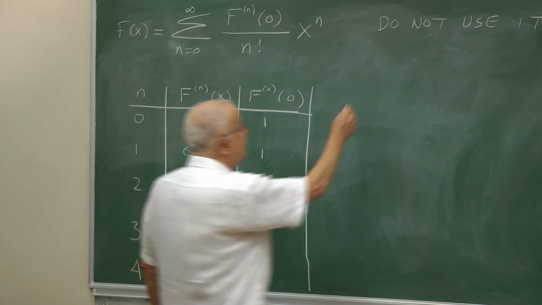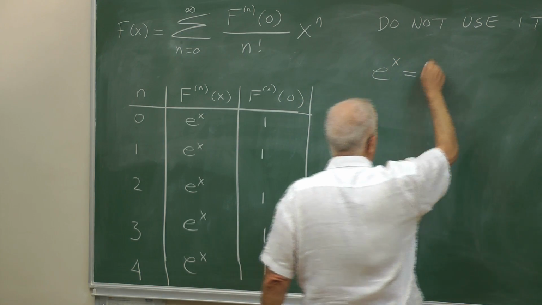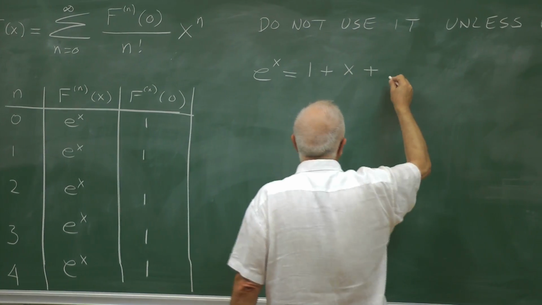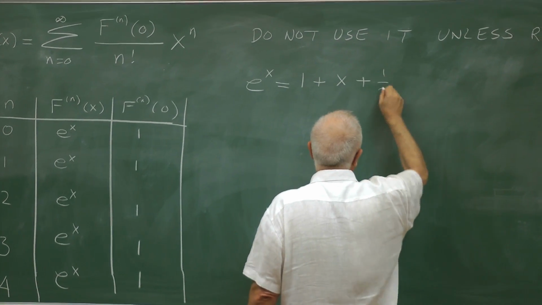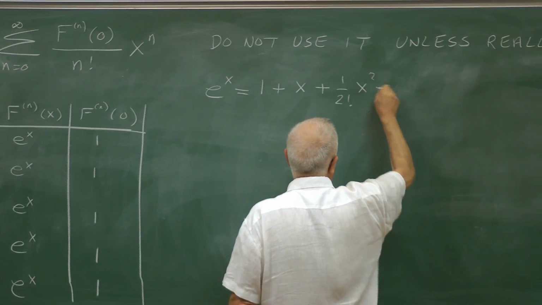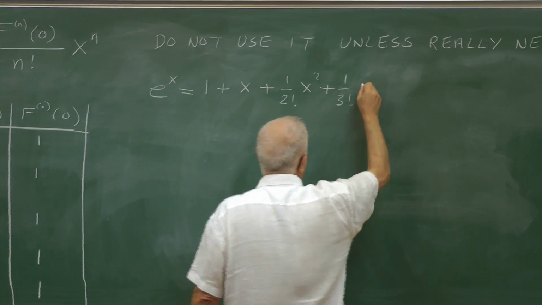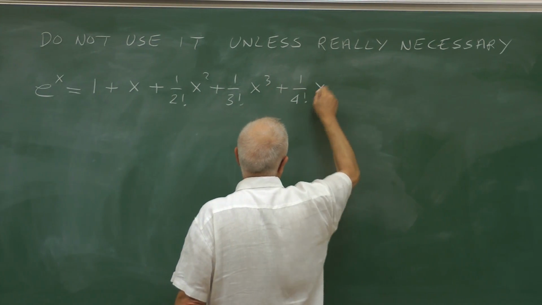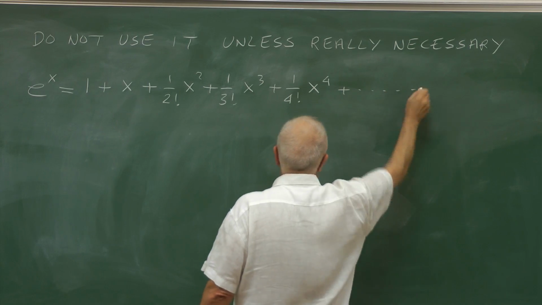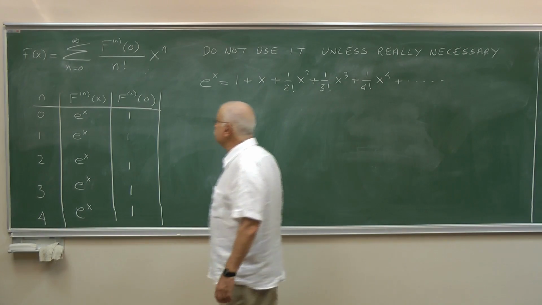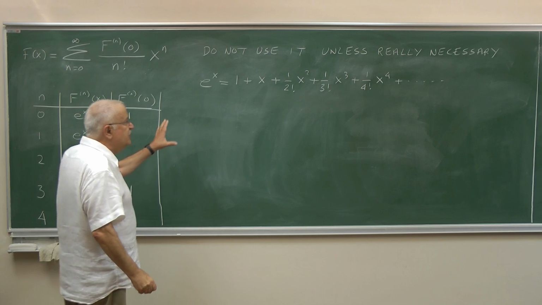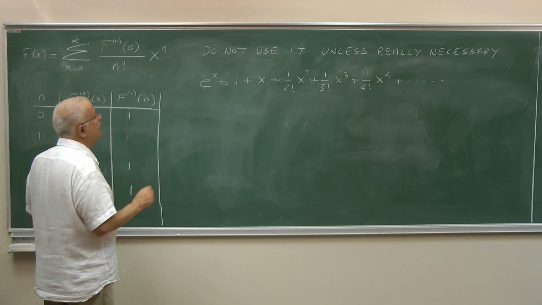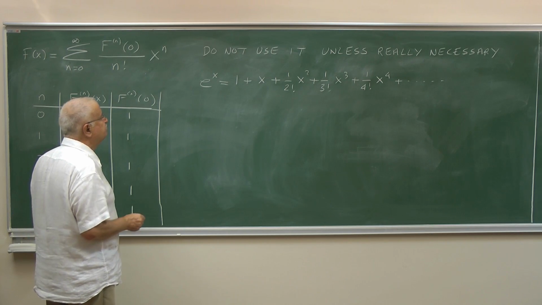So, e to the x is 1 plus x, 1 times x, plus 1 over 2 factorial times x squared, plus 1 over 3 factorial times x cubed, plus 1 over 4 factorial times x to the 4th, and so forth. Now we will use this later on to evaluate e. Right now we don't know anything about the numerical value of e.